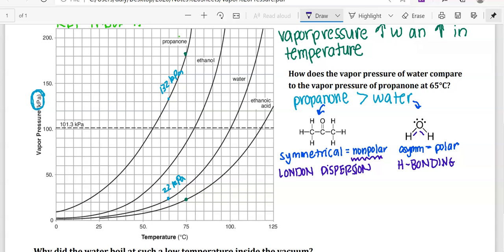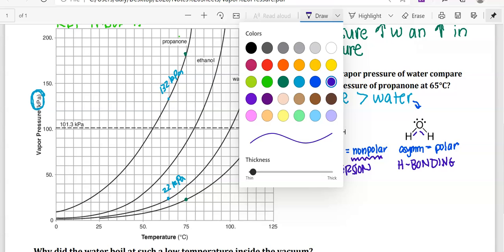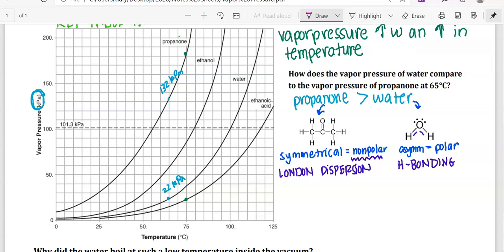So we know that hydrogen bonding is a much stronger intermolecular force of attraction compared to London dispersion forces. And the reason that we experience the significant difference in vapor pressure between these two is because water has stronger intermolecular forces of attraction. Therefore, it is less likely to be a gas. Okay?